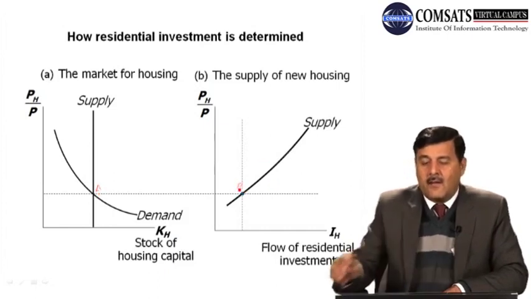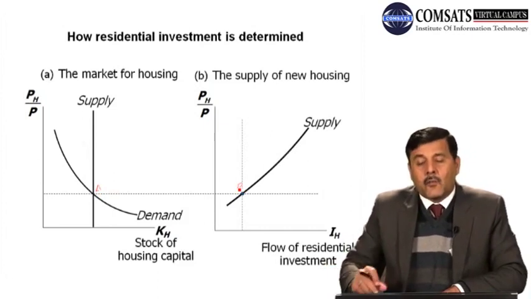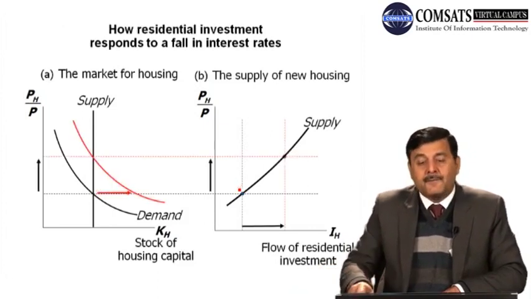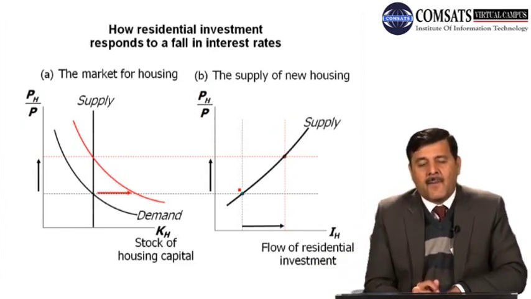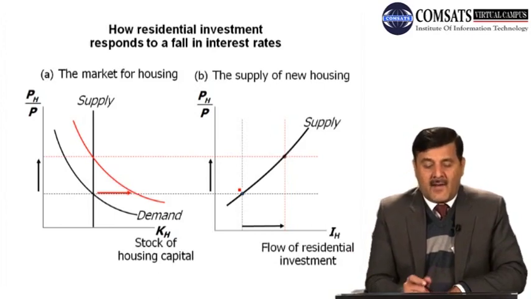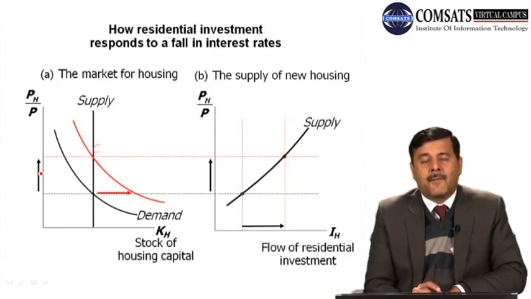Now corresponding to this point, we have a point in diagram B, which is B, right? Now suppose the demand for housing goes up. What will happen? The demand curve will shift rightward, which, if you look in diagram A, is the red line, and this intersects the supply at another point, which you can call point C. Now what happens to the prices of housing? Prices of housing go up.